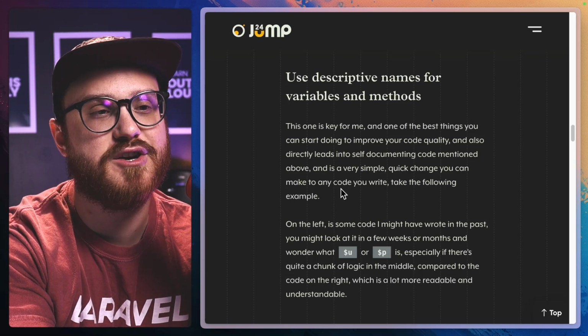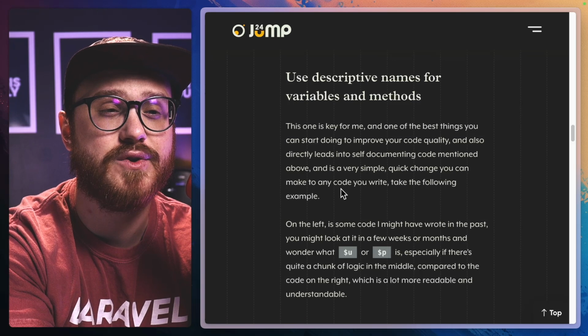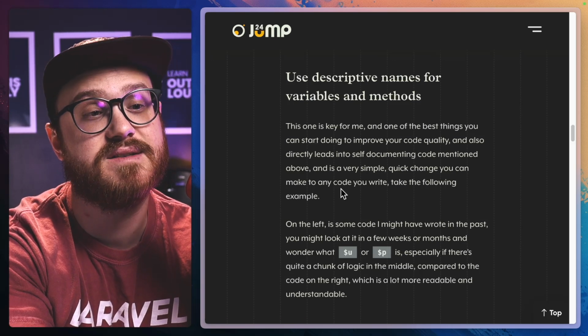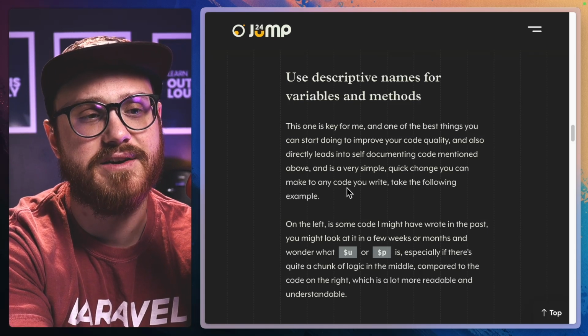Use descriptive names for variables and methods. This one is key for me, and one of the best things you can start doing to improve your code quality, and also directly leads into self-documenting code mentioned above, and is a very simple, quick change you can make to any code you write.